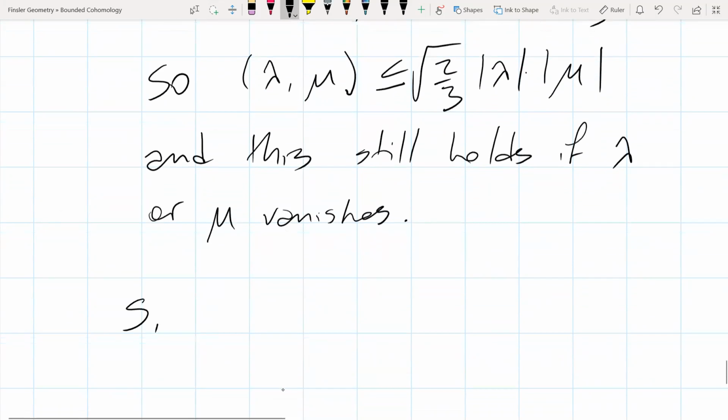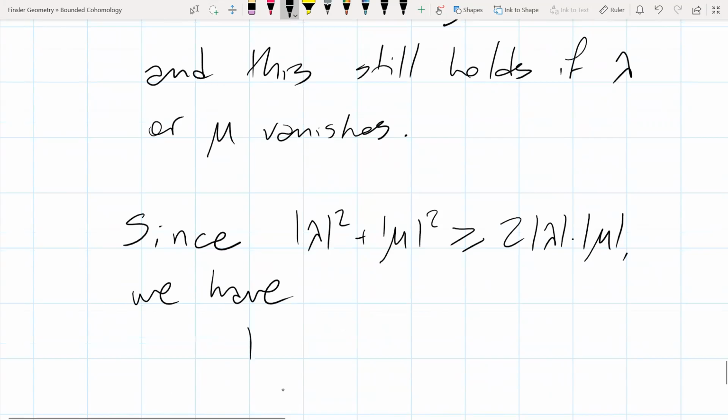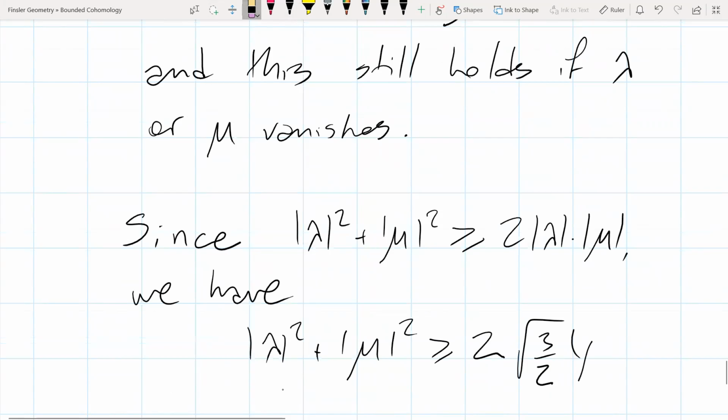Now, the same as before, since the sum of the norm squared is larger or equal than 2 times this product, we have that the sum of the norm squared is larger or equal than 2 times square root of 3 over 2 inner product of lambda and mu.